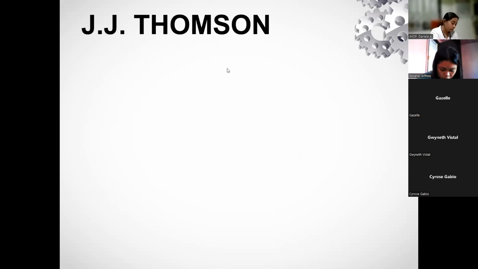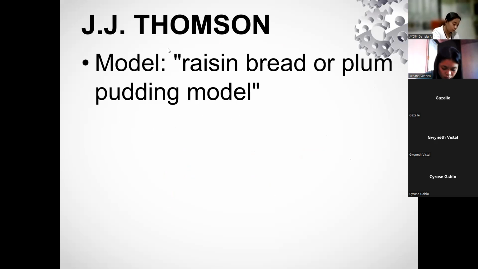Now we have J.J. Thomson. This is another name who contributed to the discovery of our atoms. J.J. Thomson's model for our atoms is the raisin bread or plum pudding model. According to him, our atom is like a bread with raisins. We have bread with raisins, right? So this is his model: the raisin bread or plum pudding model. There are raisins on top.